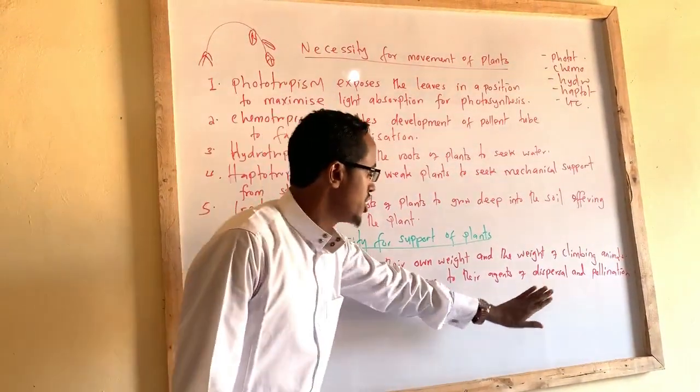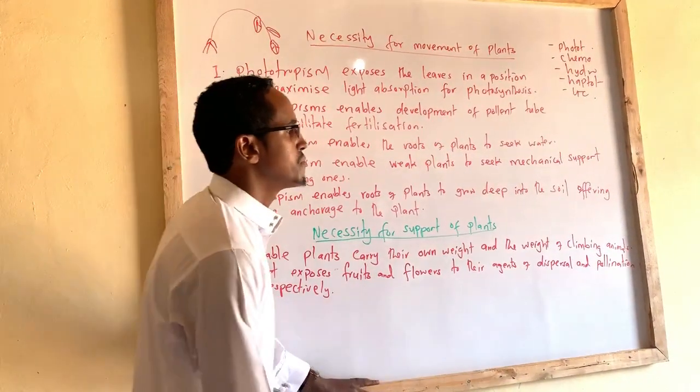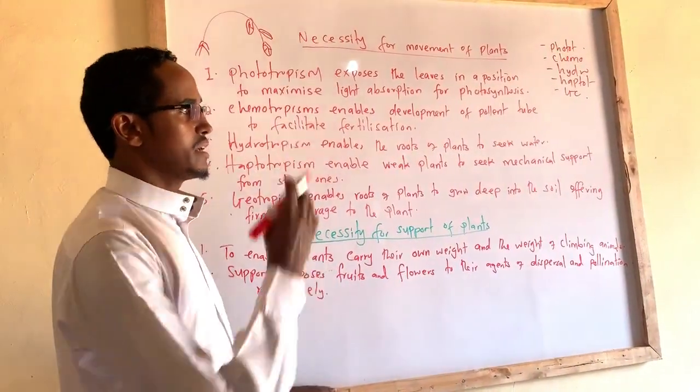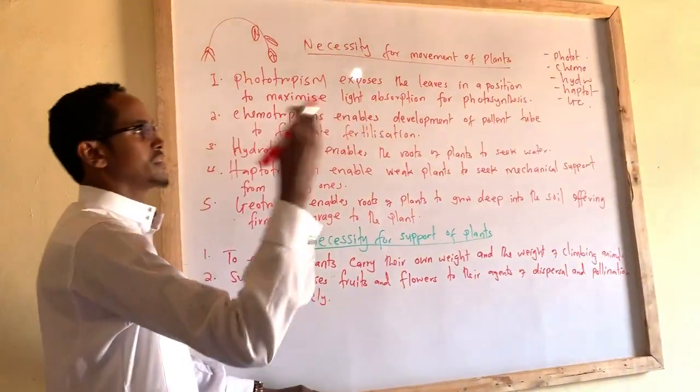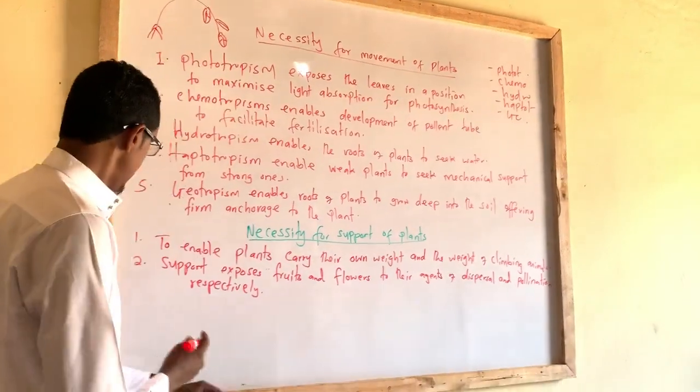Pollination is exposed to agents of pollination. Those are the honeybees, some sunbirds and the likes. Dispersal, some animals. Good.